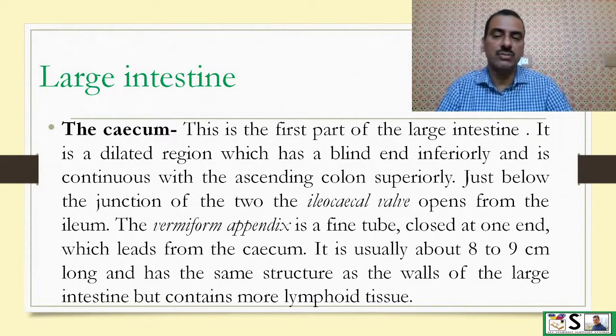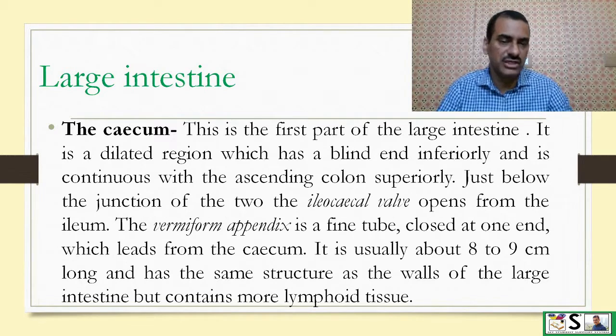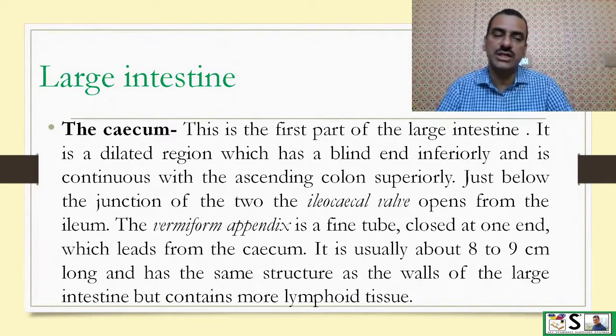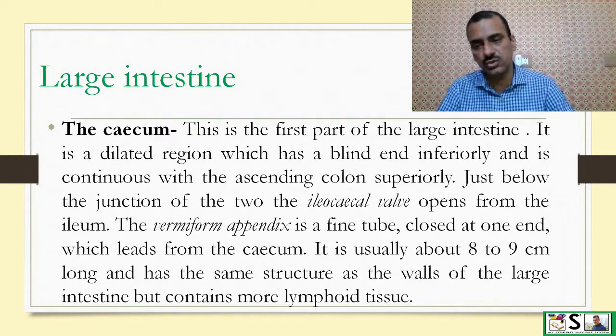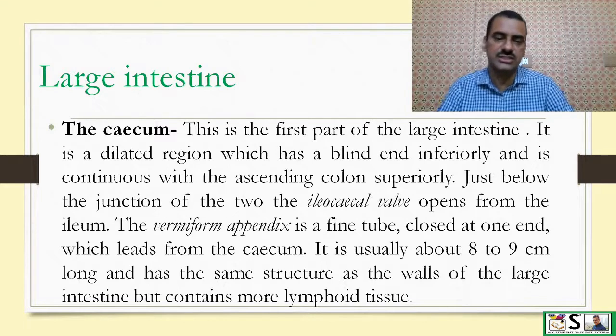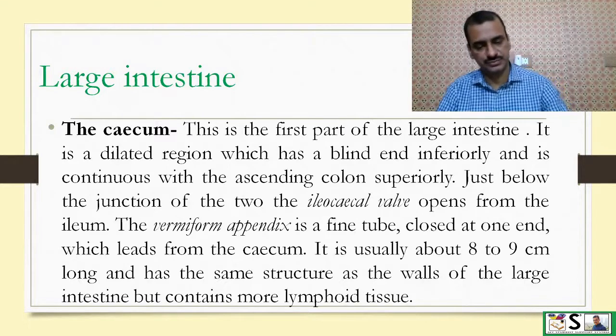And there is the vermiform appendix, a fine tube which has one closed end which leads from the cecum. It is usually about 8 to 9 centimeters long and has the same structures as the wall of the large intestine, but it contains more lymphoid tissue.